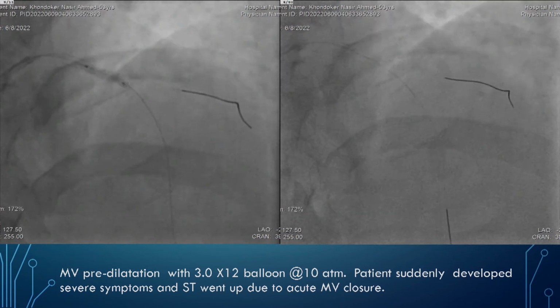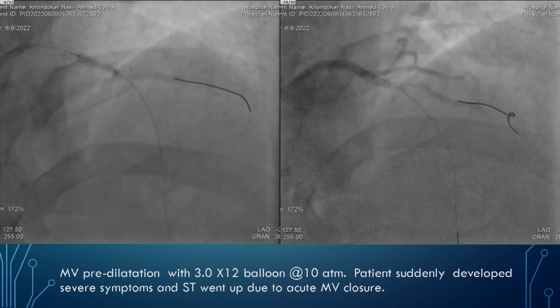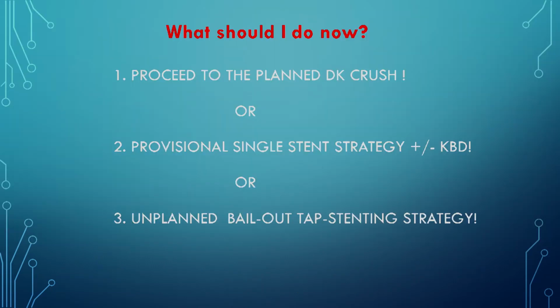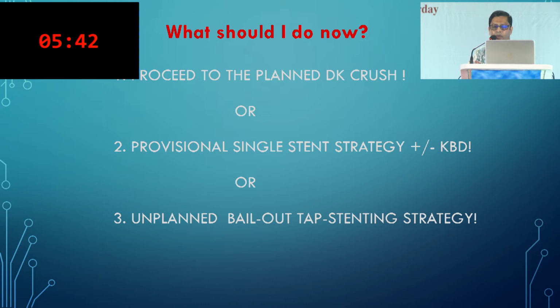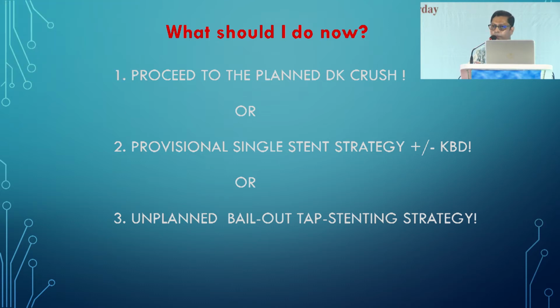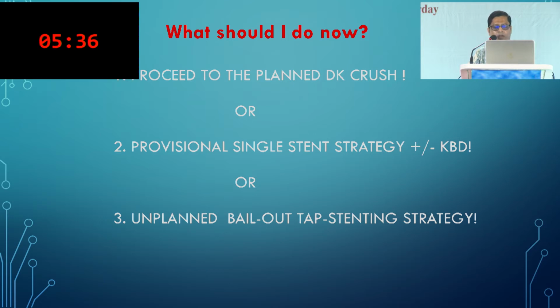You can see here on the left and the right side. So, what should I do now? Should I proceed to the planned DK crush? Or should I proceed with a provisional single stent strategy plus or minus kissing balloon dilatation, or an unplanned bailout TAP stenting technique? Let us see the procedure.